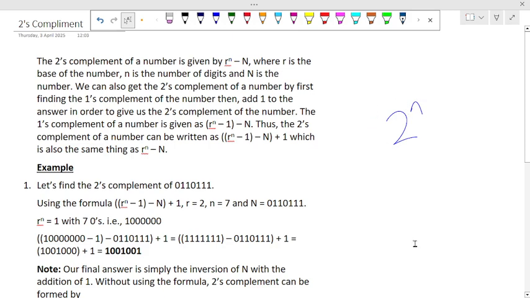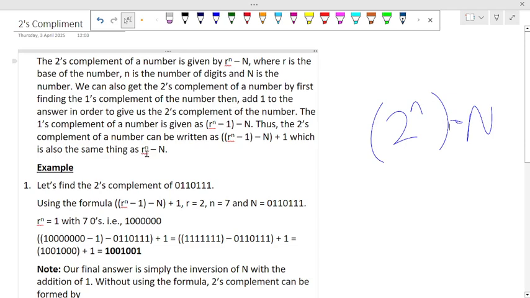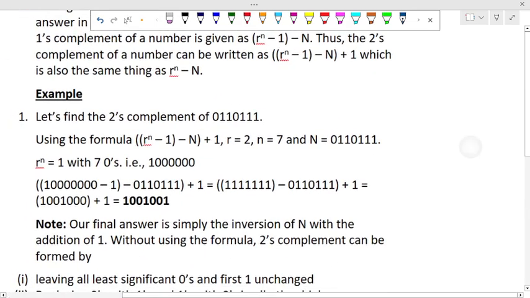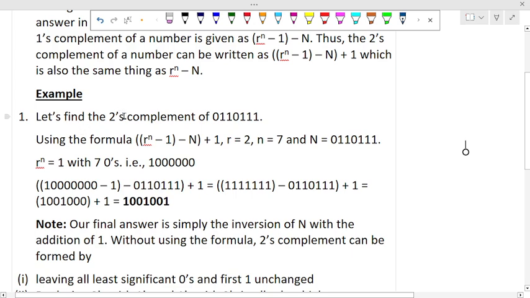Okay, I also said 2's complement can just be written as this, and of course the minus N is outside. So this is also the same as this. Makes sense. Using R in place of 2 is just like saying it in the general form. Now let's take an example and get done with 2's complements. So for example, let's find the 2's complement of this number.